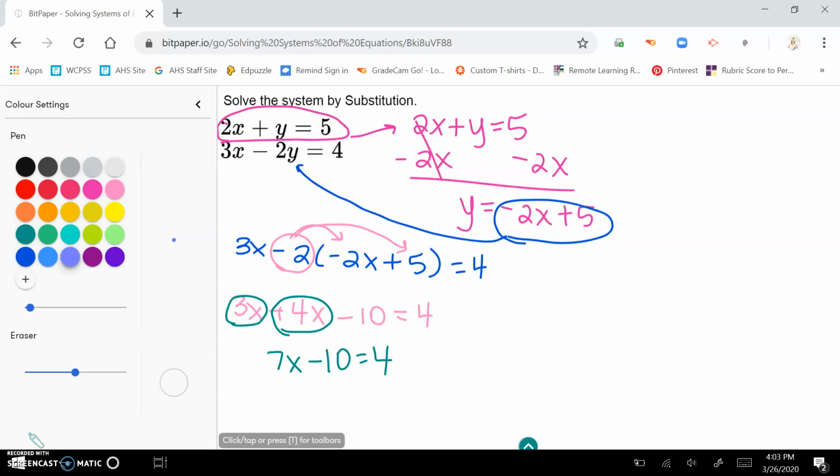And then just solve your two-step equations. So we'll add 10 to both sides. And lastly, divide by 7. So x is equal to 2.